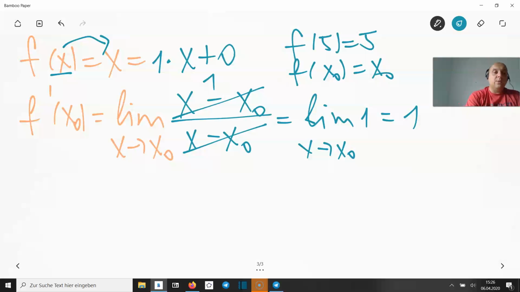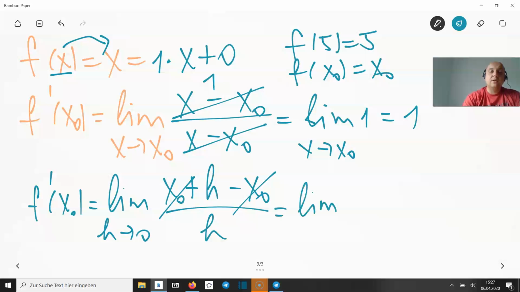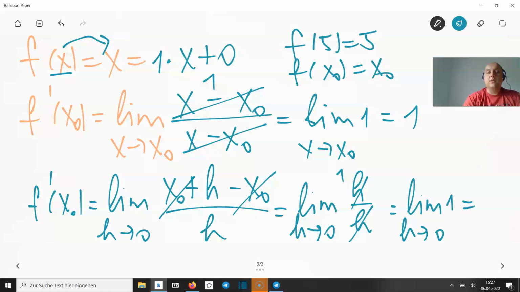So that's nice. And what about the h method? So the first principle, this is just a limit h towards 0. We got x0 plus h. We're not changing anything. Minus x0 divided over h. As you can see, those two are canceling out. h towards 0, h divided by h, which is 1, a limit. h towards 0 of 1 would be 1. So it's absolutely the same result.